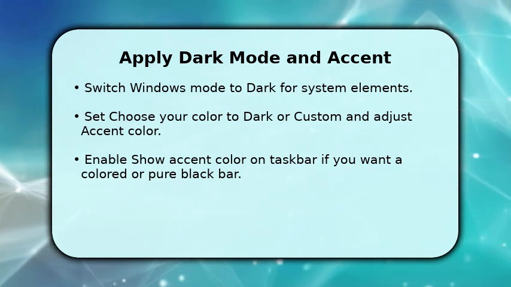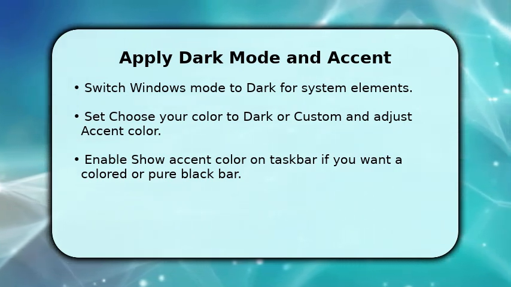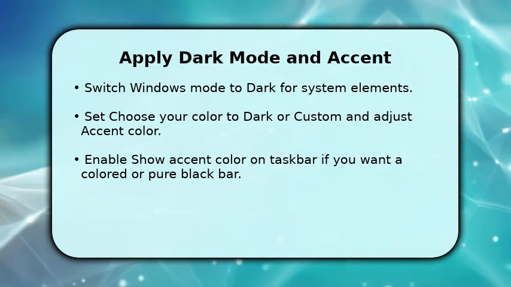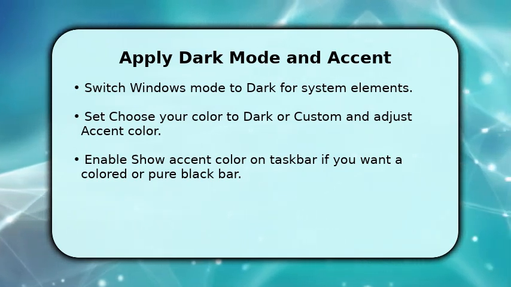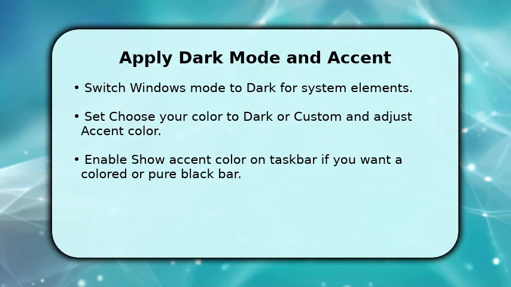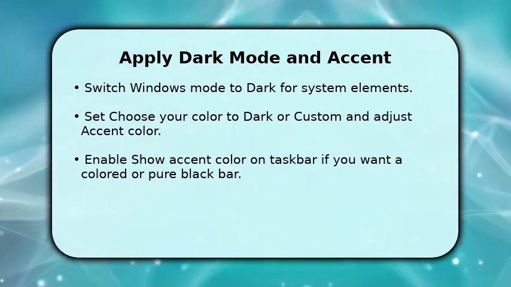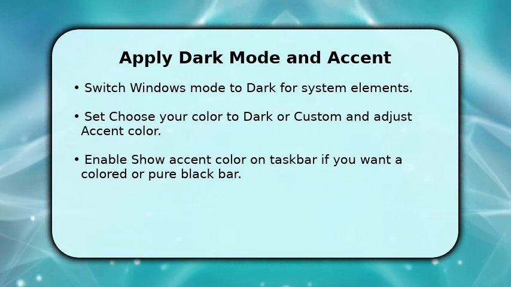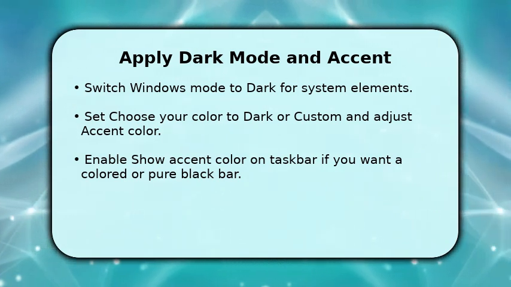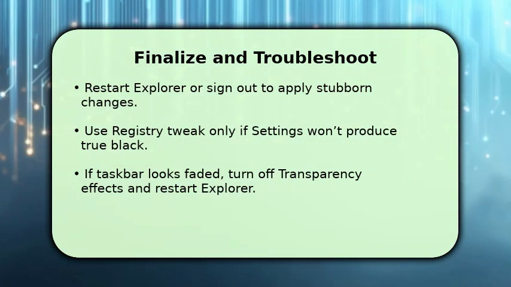Next, set an accent color or leave it black. Turn on or off show accent color on Start, Taskbar, and Action Center depending on whether you want any tint. Make sure transparency effects is off if you want a solid, pure black appearance. You'll finish by applying and confirming the changes so the taskbar becomes fully black.